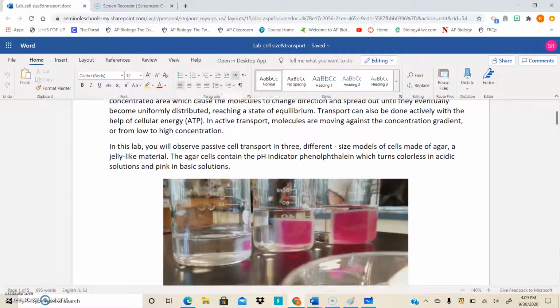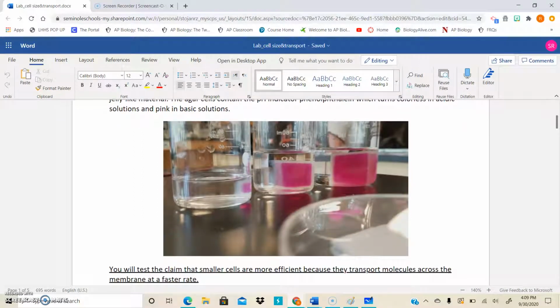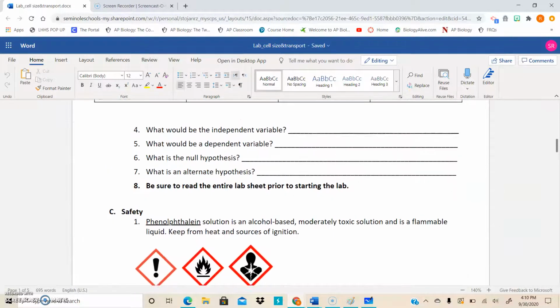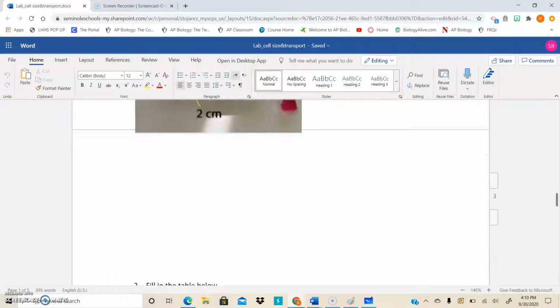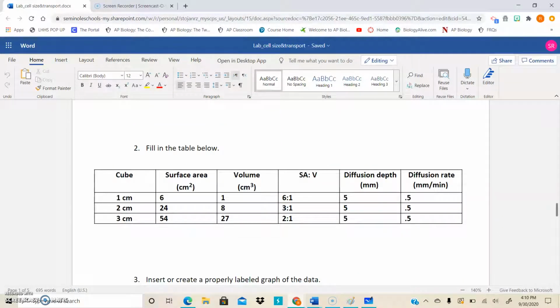As all of you hopefully can agree, the experiment worked as it should have. All of us saw that the smallest cell was most efficient and was able to get the diffusion to happen the fastest. We had no problems there. However, in the section where you're asked to collect data is where I'm having some difficulties understanding why you were asked to do that. So let's look at this data table.